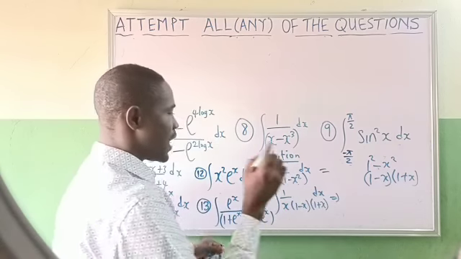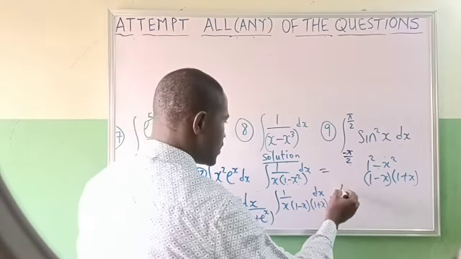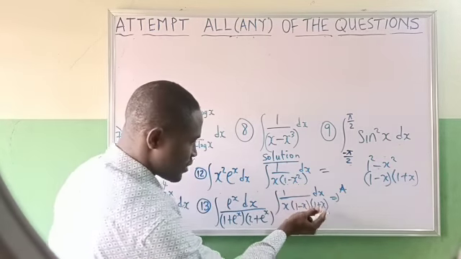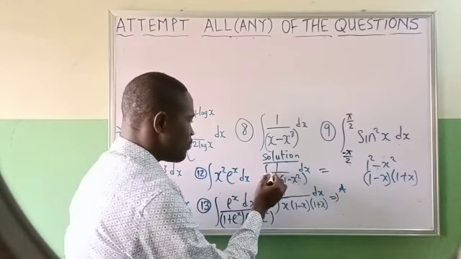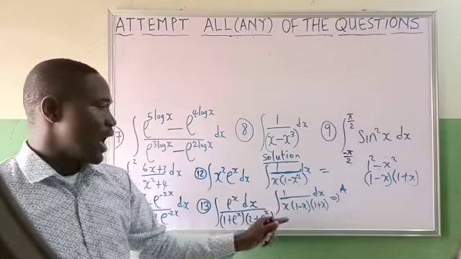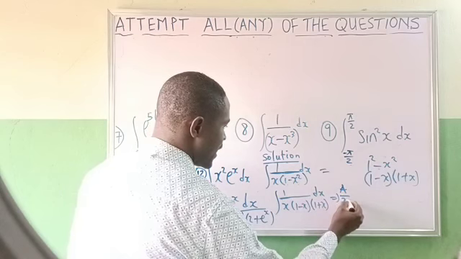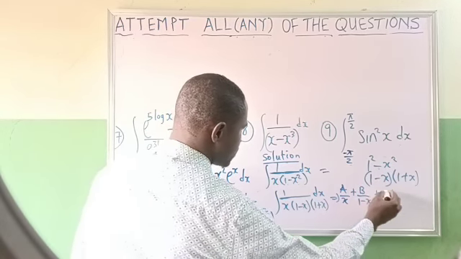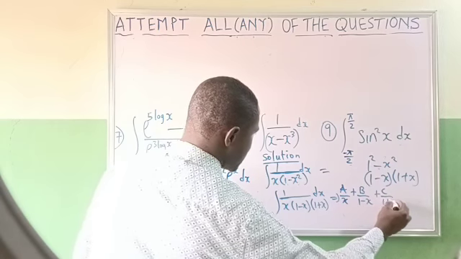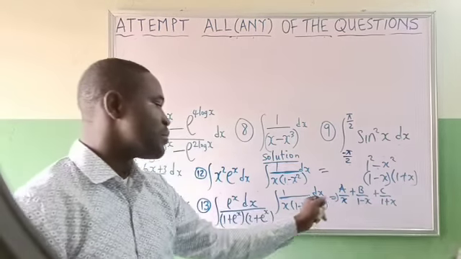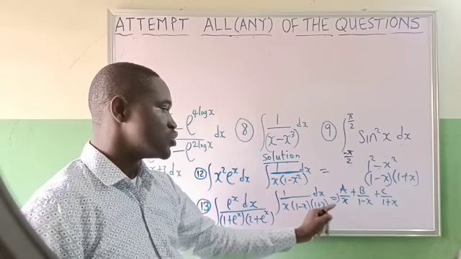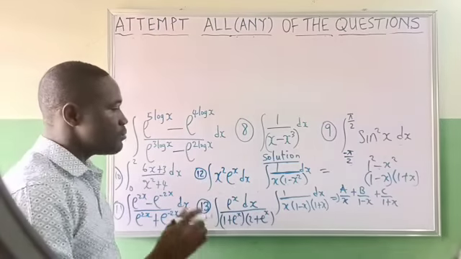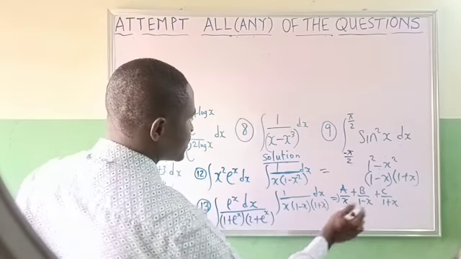That means what I am to do is use partial fractions, because this is 1 over everything here. I will now say a over x plus b over 1 minus x plus c over 1 plus x. I express it this way because all these are linear factors, so all of them will carry their letters. Then our main point now is to get our a, b, and c.